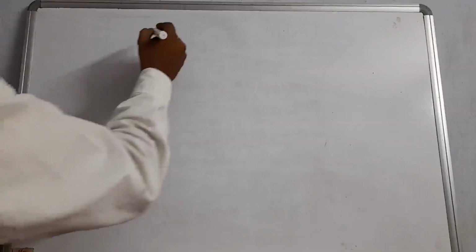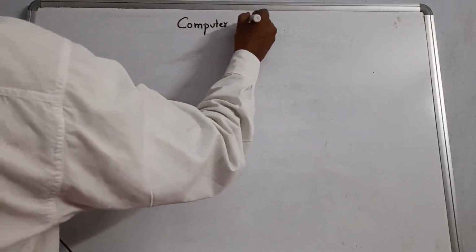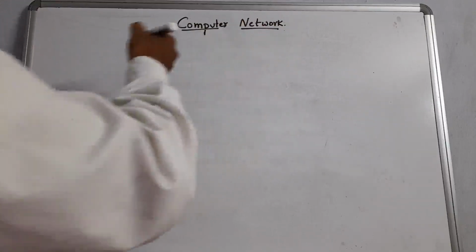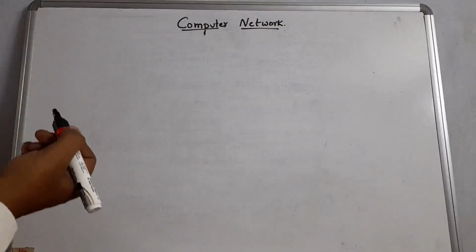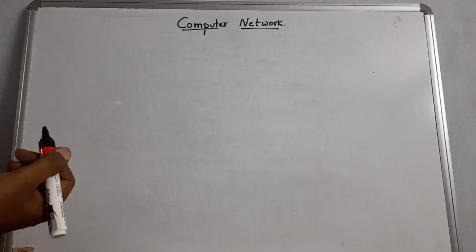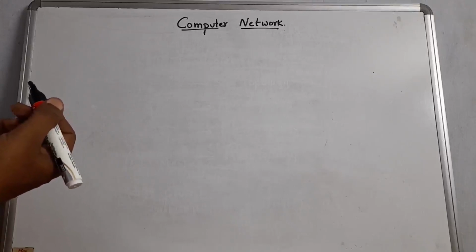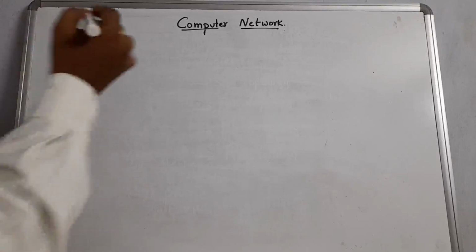So let us start. What do you mean by a computer network? A computer network consists of a group of computers connected with each other through wires, optical fibers, or some optical links so that the various devices can interact with each other through a network. This is what you call a computer network.